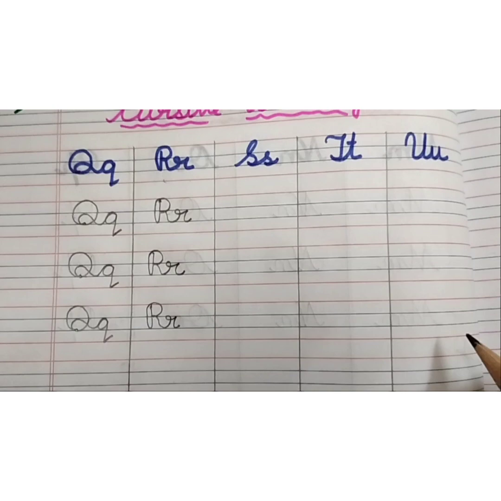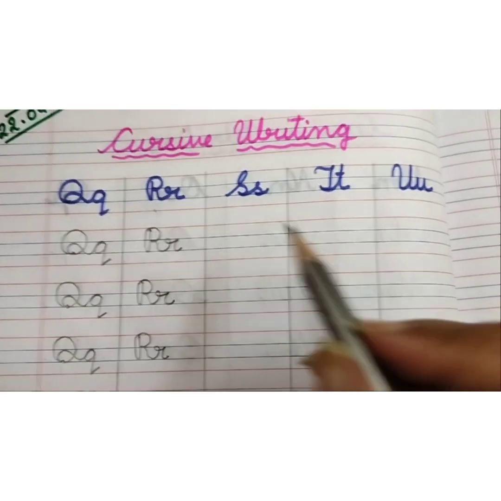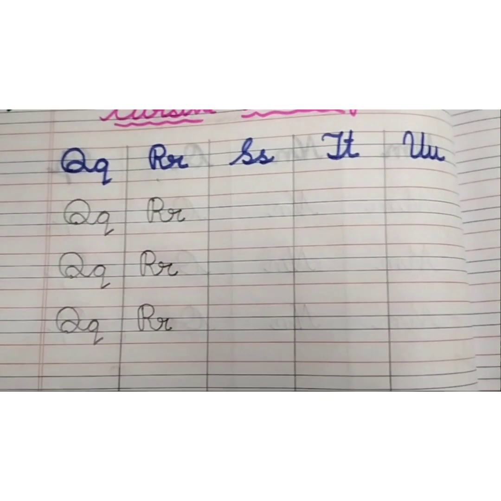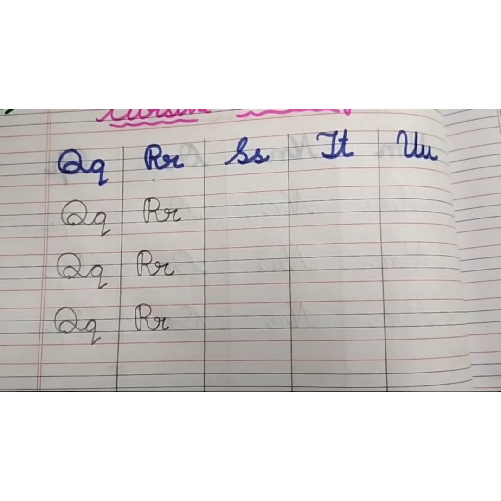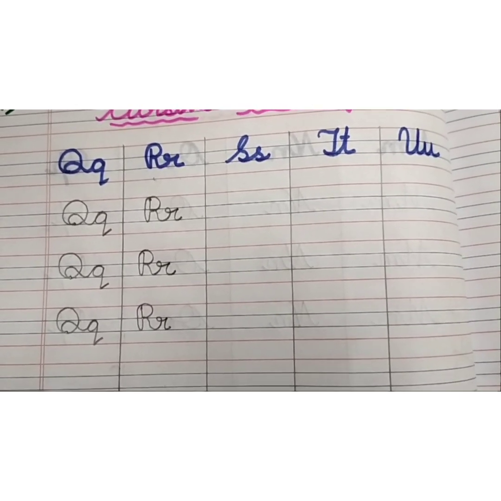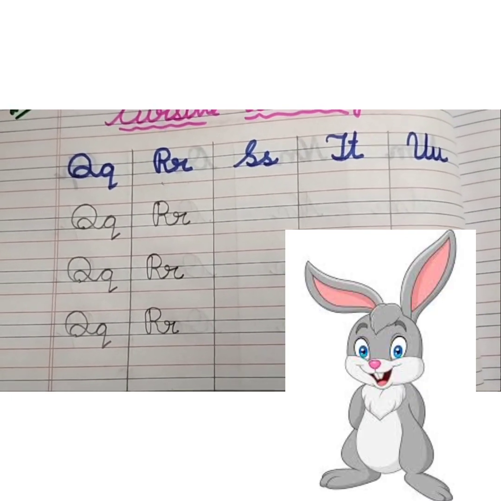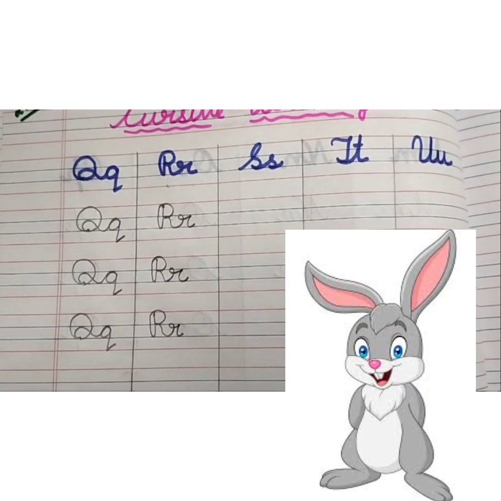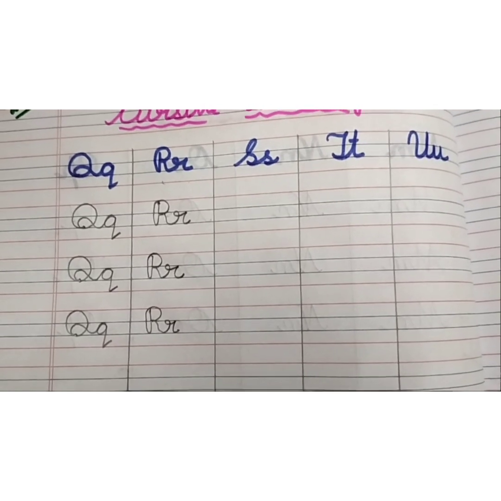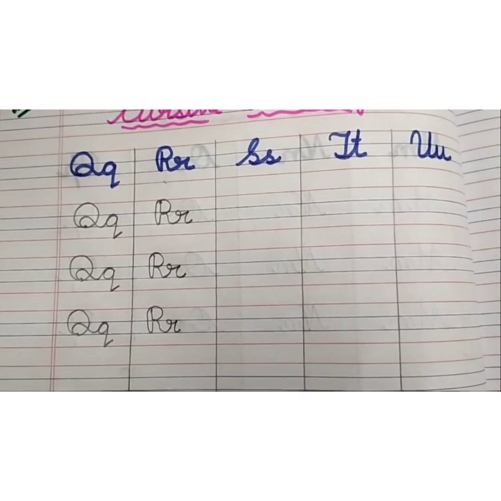Okay. Now children, tell me, R for, what stands for R? R for good. R for rat. Or you can say R for rabbit. And can you say some more things which starts with R?